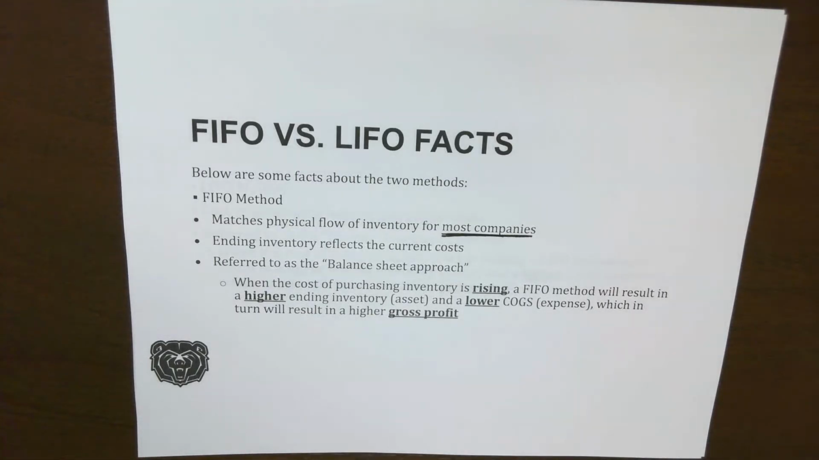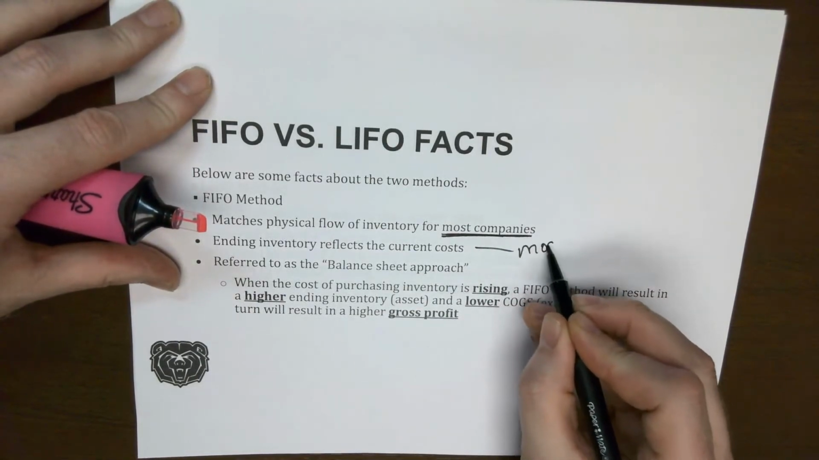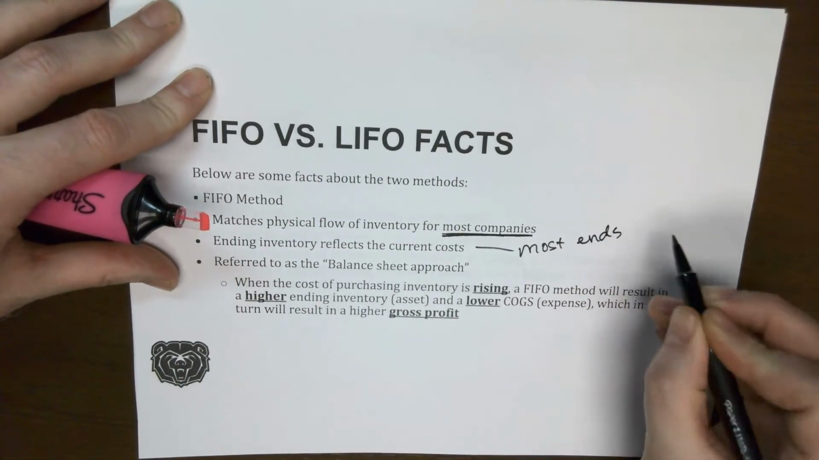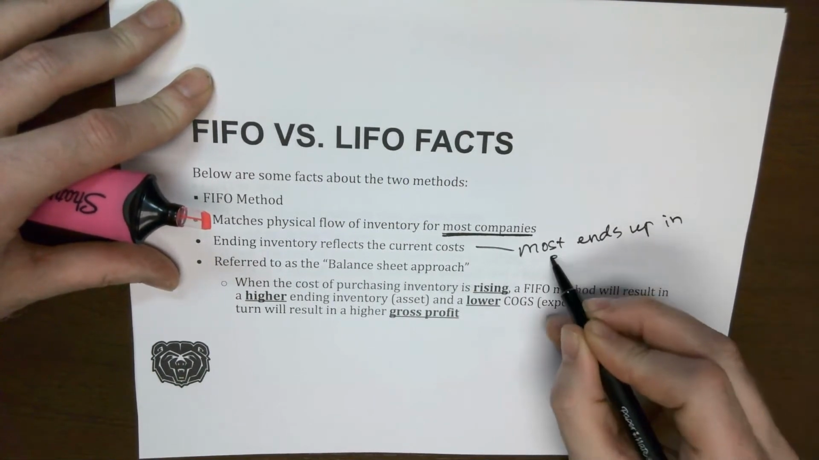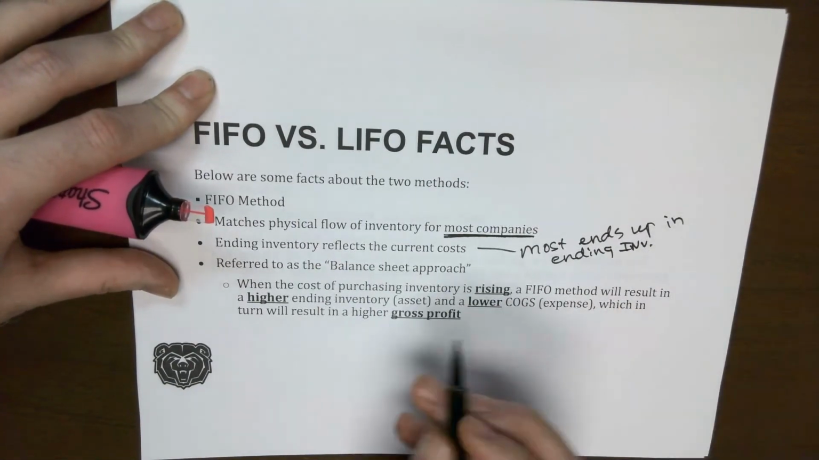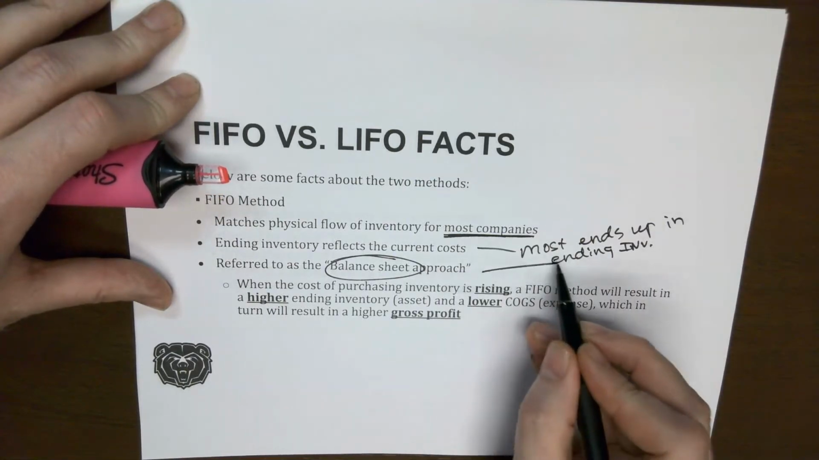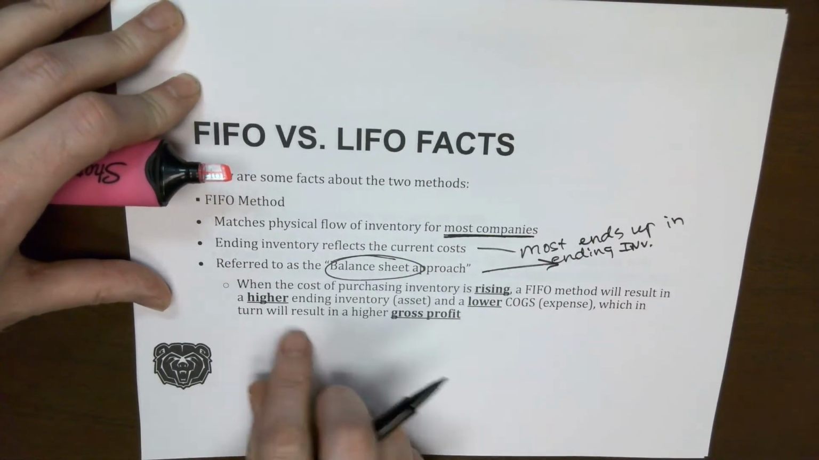older stuff first. When you use FIFO, your ending inventory is going to reflect the current costs. Why is that? Because your older stuff, or the newer stuff, right? The stuff you paid for most recently ends up in your inventory. Most recent ends up in your ending inventory. We refer to this as the balance sheet approach, because of this ending inventory count.